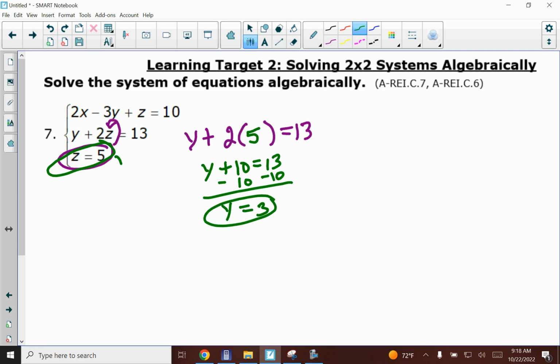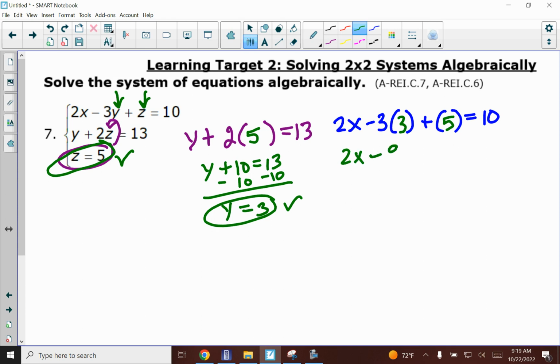So now that we have the answer for z and the answer for y, we can go back and plug in the answer for y and the answer for z into the top problem. So my top problem is 2x minus 3 in parentheses plus the z in parentheses equals 10. I'm going to do my back substitution by taking the two answers that I have and plugging them back into the original problem on top. So I put in a 3 here, and I'm going to put in my 5 here because this was the y and this was the z. So I have 2x minus 9 plus 5 equals 10.